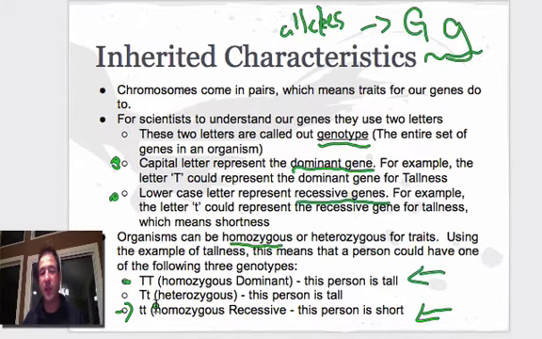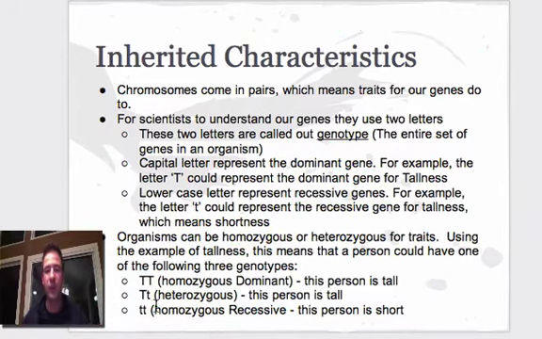And then heterozygous, hetero meaning different, is going to get us 1 capital T and then 1 small t. So we're going to have a capital letter and a lowercase letter together. And that means that it's a carrier of the recessive trait. But in heterozygous pairings, the dominant trait will always prevail. It will always show.